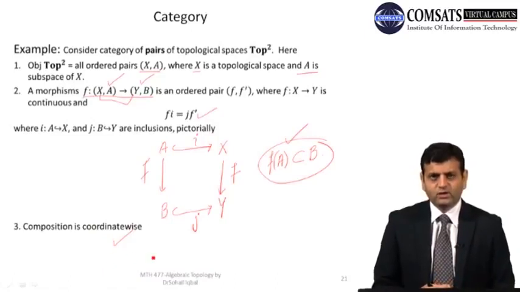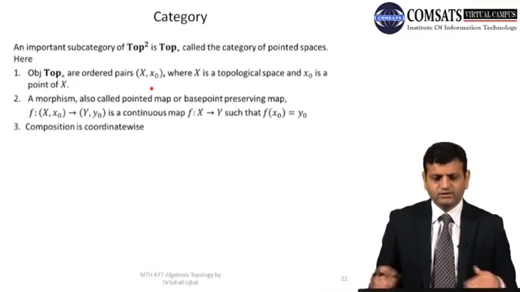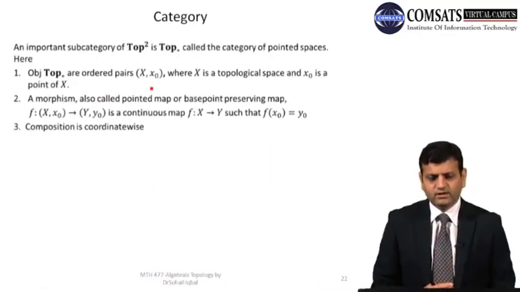So what are the objects? Objects are the pairs, where one coordinate is a topological space and the second one is a subspace of X. And how do we define morphisms between them? We define a continuous function from X to Y such that f of A is contained in B, and composition is coordinate-wise. There is an important subcategory of the category of pairs of topological spaces.